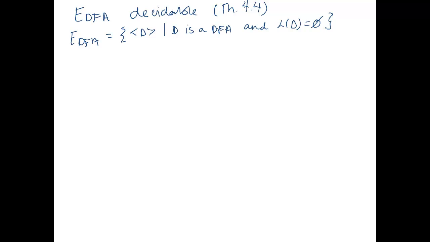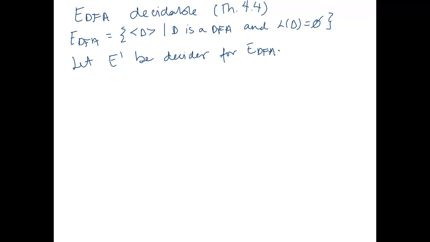Okay, so you can see a direct correlation here. EDFA is going to accept all the strings for which it's a description of a DFA, and that DFA's language is empty, it has no strings. And L is the set of machine descriptions where the DFA accepts all strings. So we have a complement relationship here. So let's see if we can use that. Let E prime be the decider for EDFA so I can reference it.